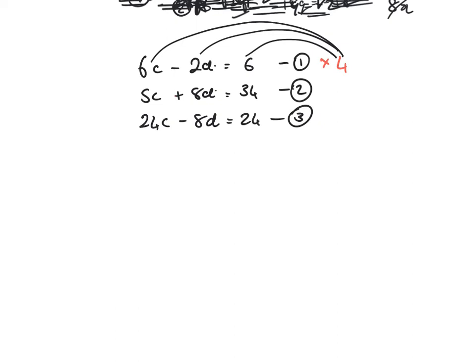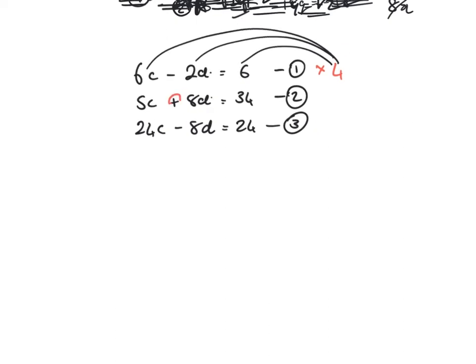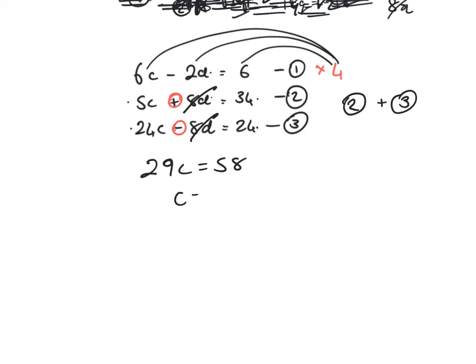Okay, now the point to note is that the signs this time are different. Signs are different, so that tells us to add the equations. That's equation 2 plus equation 3. So 5c plus 24c is 29c. The d terms will cancel out. 34 plus 24 is equal to 58. I then bring the 29 down and divide, and that's c equals 58 over 29. And c is equal to 2.